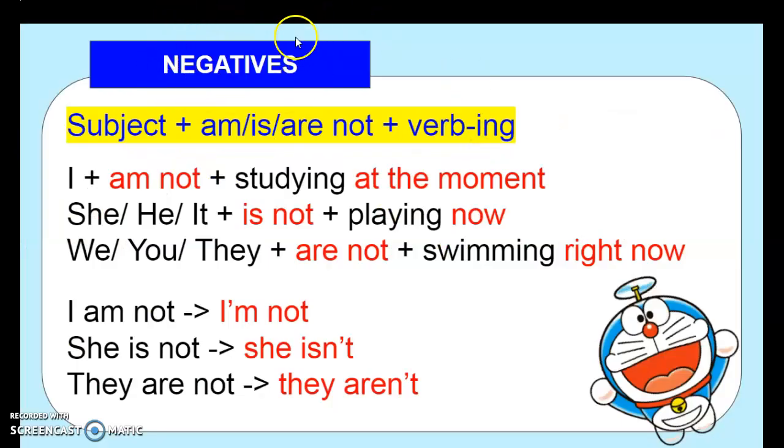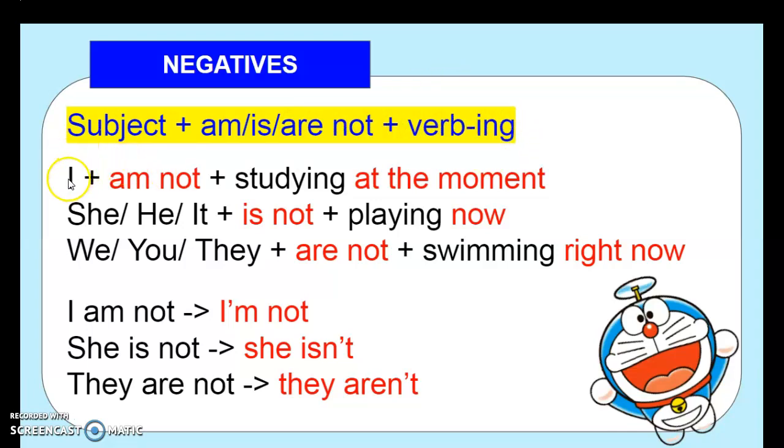Now we go to the negative. For negative, the form is subject plus am, is, are, and not plus verb ing. Oke, untuk negatifnya subjek ditambahkan to be-nya sama ya, am, is, are, tapi ditambahkan dengan kata not. Jadi am not, is not, are not. Oke, and then verb-nya juga pakai ing, verb ing.